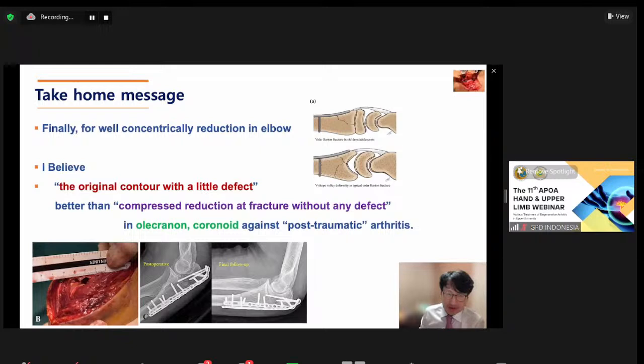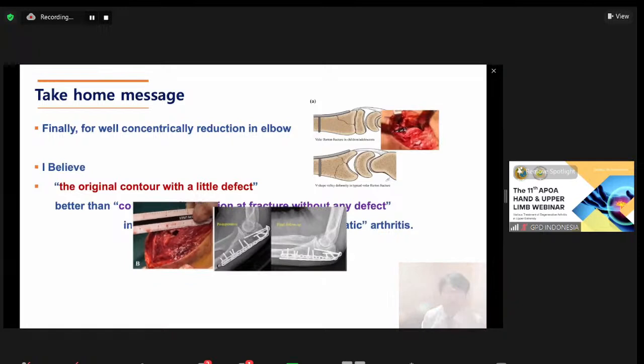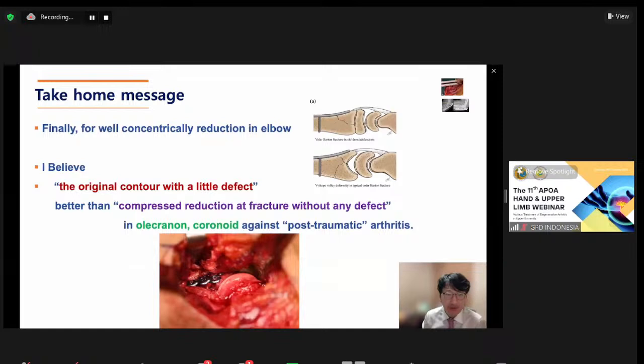Well, for concentric reduction of the elbow in a traumatic condition, I believe the original contour with a little defect is much better than compressed reduction of the fracture without any defect in the coronoid process and olecranon, against post-traumatic arthritis. For example, in a pediatric fracture fixed by a buttress plate. But similarly in adults, excessive compression makes non-anatomic reduction. Precise reduction of the coronoid process and olecranon congruity is essential for prevention of post-traumatic arthritis in the elbow.